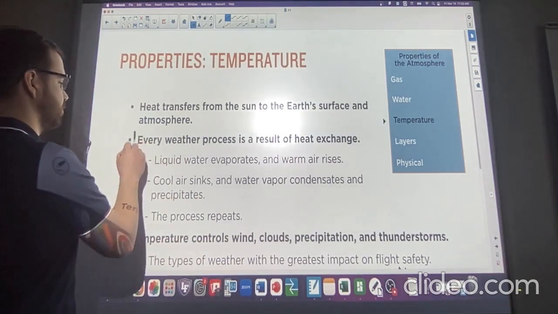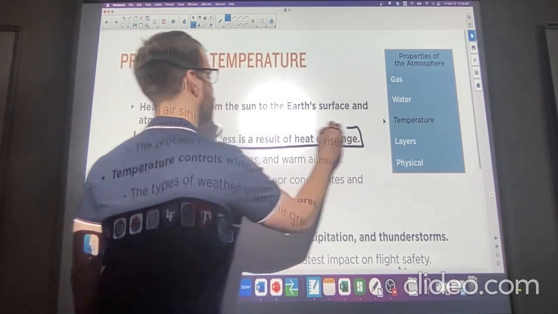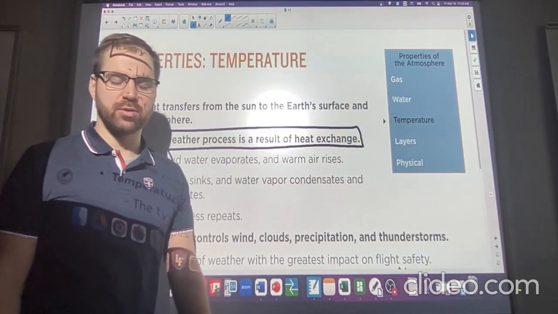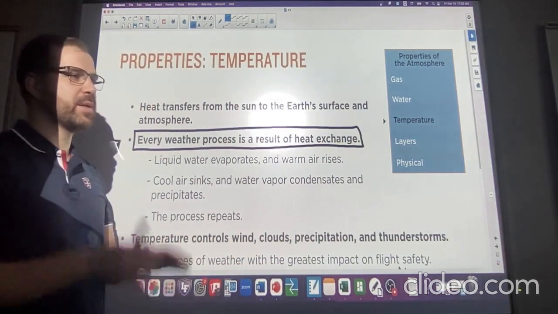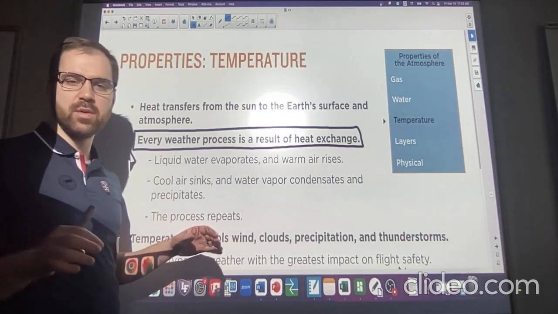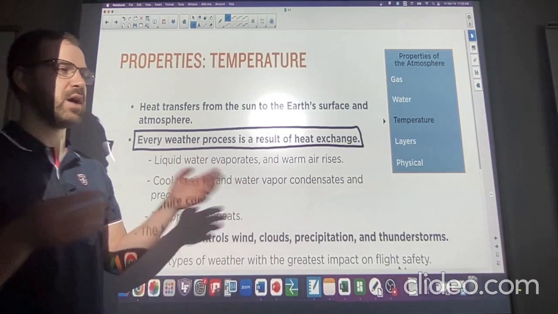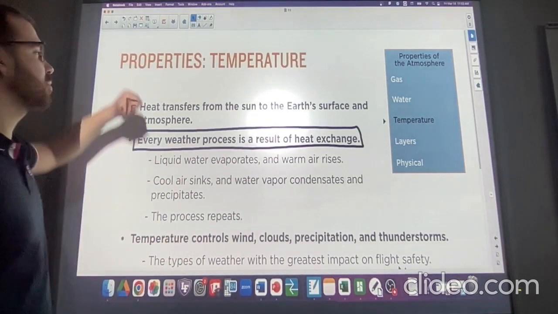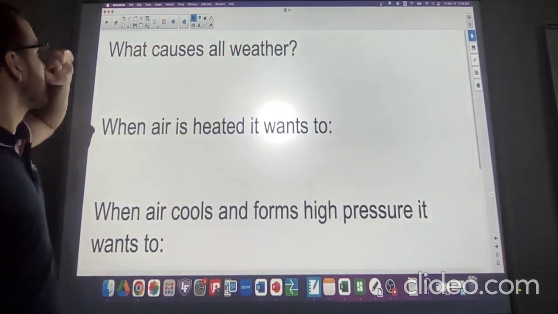Most important thing, every weather process is a result of heat exchange, okay? So anytime something happens with the weather, it's because something was heated unevenly, okay? And then it has to exchange hot to cold in order to kind of even things out, okay? That's why we have all that movement.